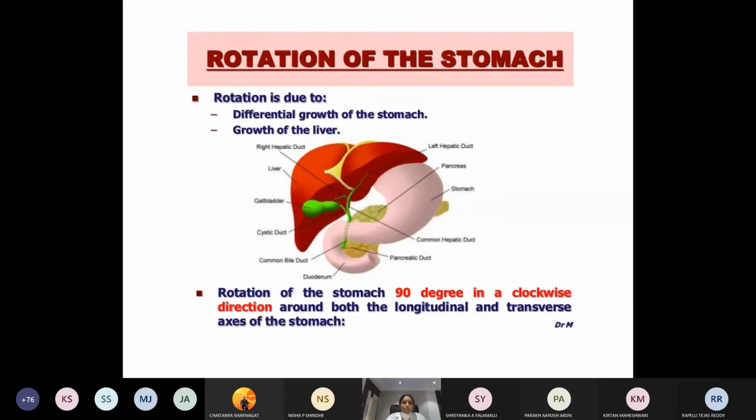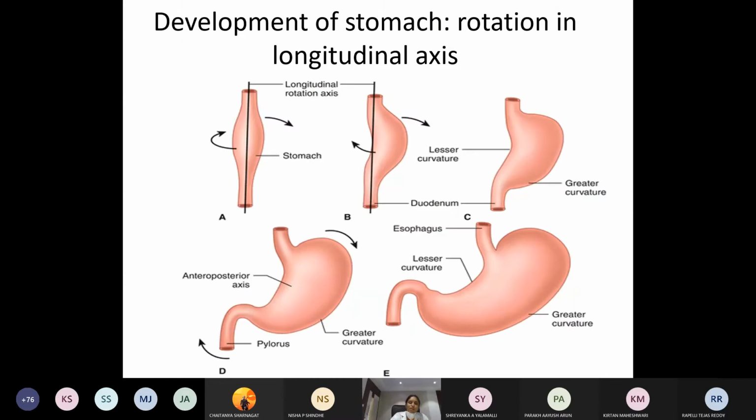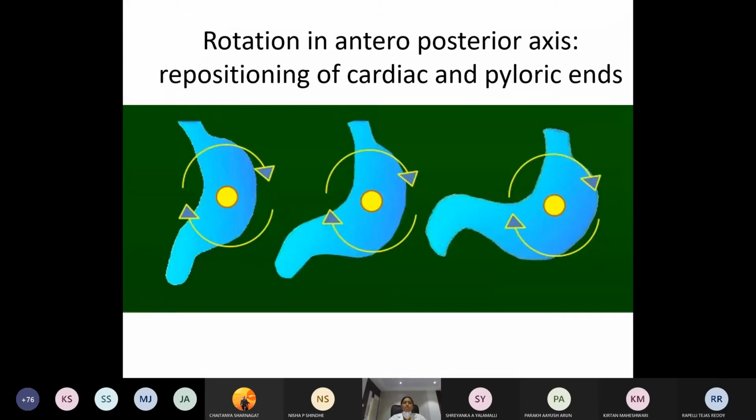So ma'am, the rotation of the stomach not only occurs in a longitudinal direction but also in the transverse axis. So when it rotates transversely, because of the overgrowth of the pyloric part of the stomach, there will be rotation of that part. That is what I mean. Clear? So this is nothing but the rotation in the anterior-posterior axis or your horizontal axis. Clear? So there will be repositioning of the cardiac and the pyloric ends.